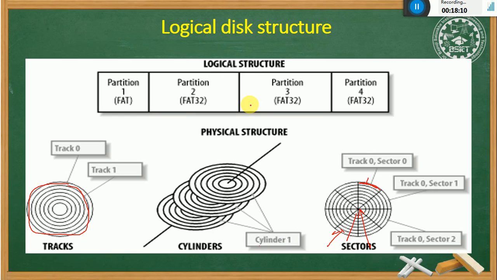Generally, the logical structure of a hard disk is created using partitions, or logical partitions. So we divide the hard disk into logical parts, which is called partitioning, and inside we have track, sector and cylinder.